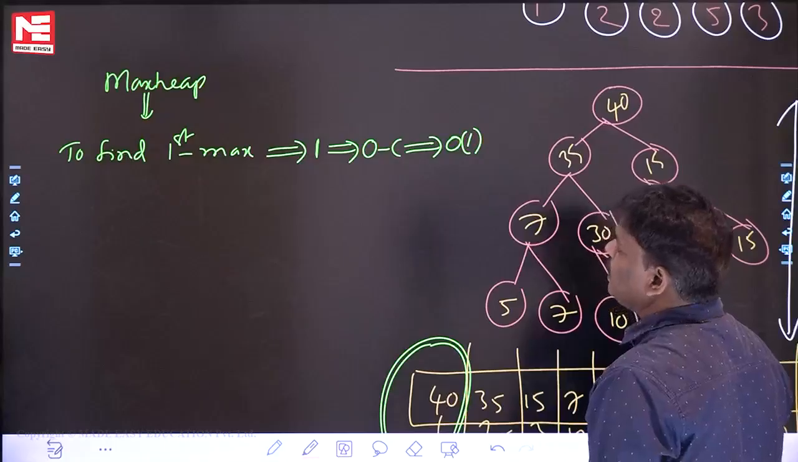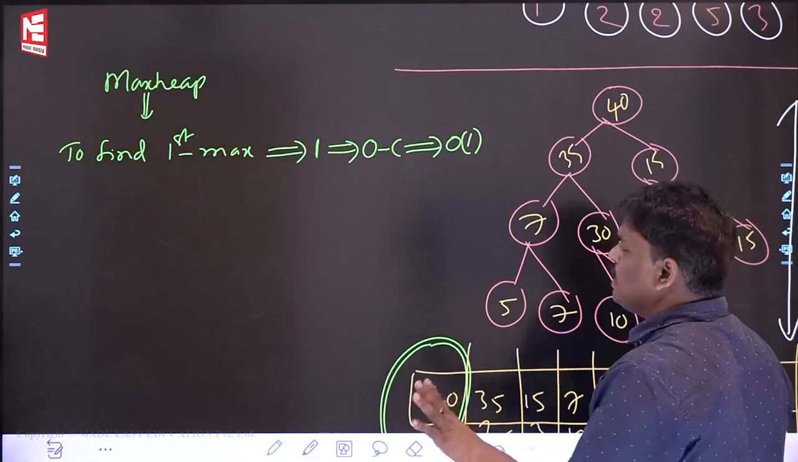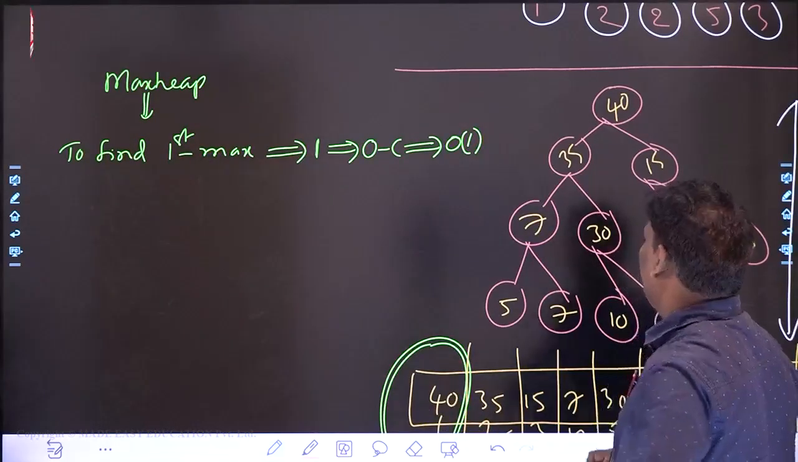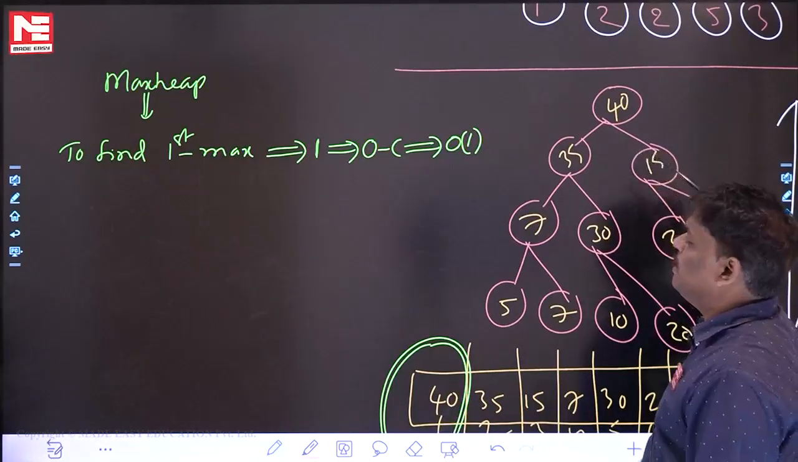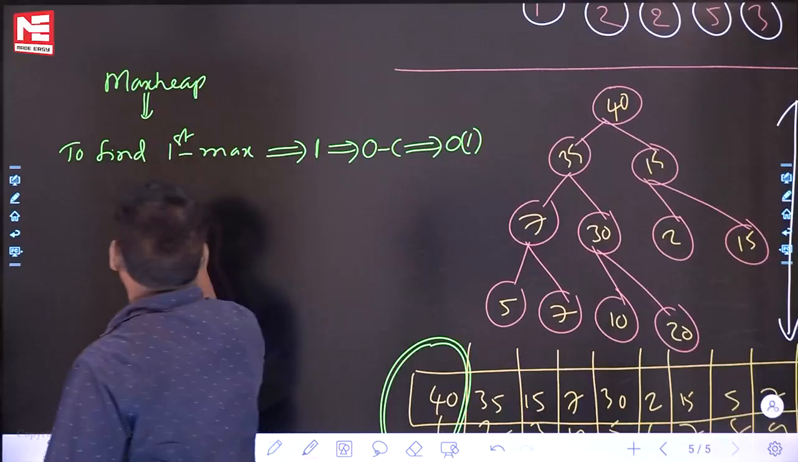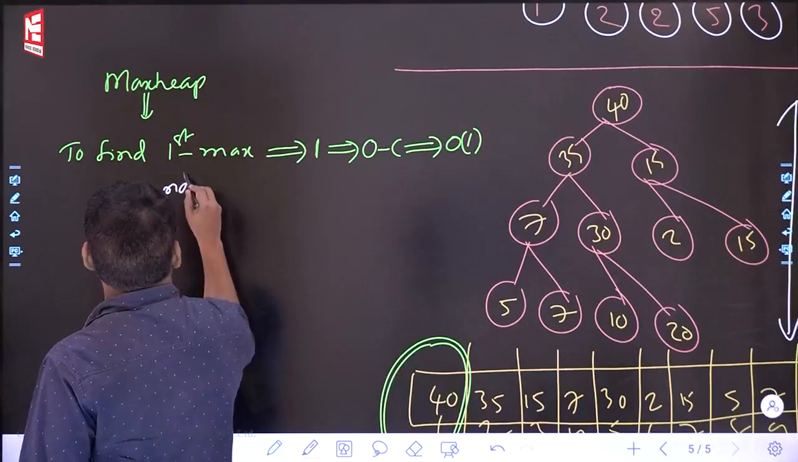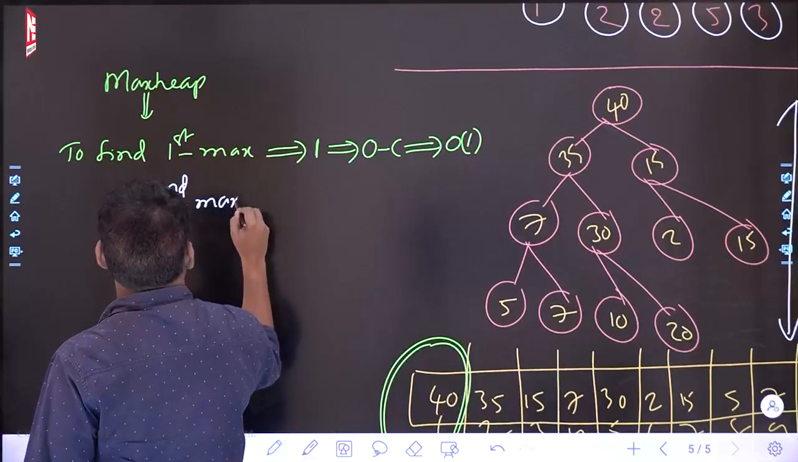I think one person fighting, zero comparison, time complexity constant. Listen, I'm really fine. See the answer. In a max heap tree, you only say to find the second maximum. What is the story? In a max heap tree, to find out the second maximum. What is the story? See this also.